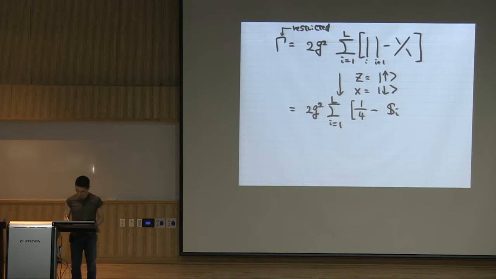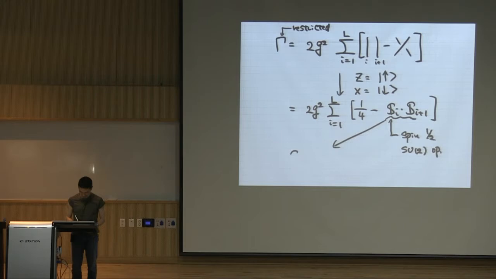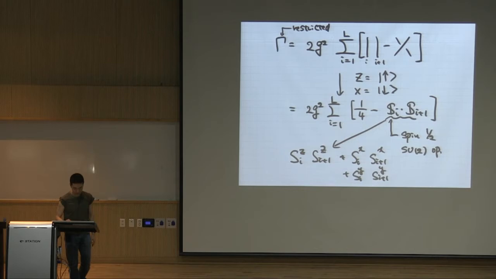So now this is the spin-half SU(2) operator. And essentially what I mean by this dot product is S_i^Z S_{i+1}^Z plus S_i^X S_{i+1}^X plus S_i^Y S_{i+1}^Y. So you can think of it essentially like Pauli matrices.